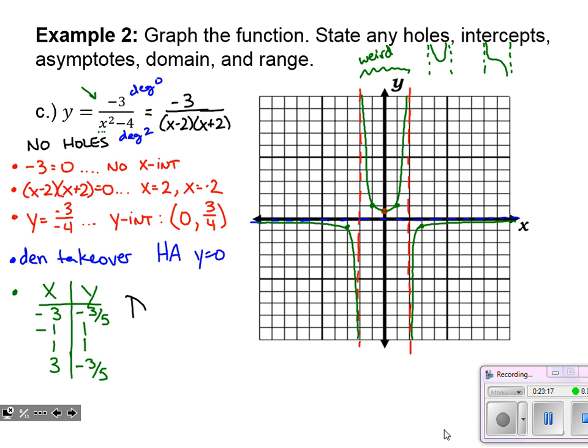Domain and range, and we're done. My domain is all x values as long as x does not equal plus or minus 2. Those are where the vertical asymptotes were happening. And the range, I can accept any y value as long as y is not equal to 0.